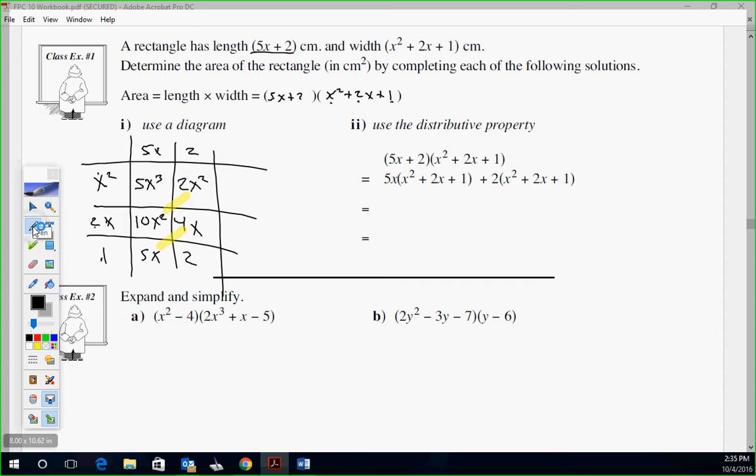So your answer is going to be 5x cubed plus 12x squared, since 2 plus 10 is 12, plus 9x, since 4 plus 5 is 9, plus 2. That is equivalent to the area expression. We're going to get the same answer in a second using the distributive property.